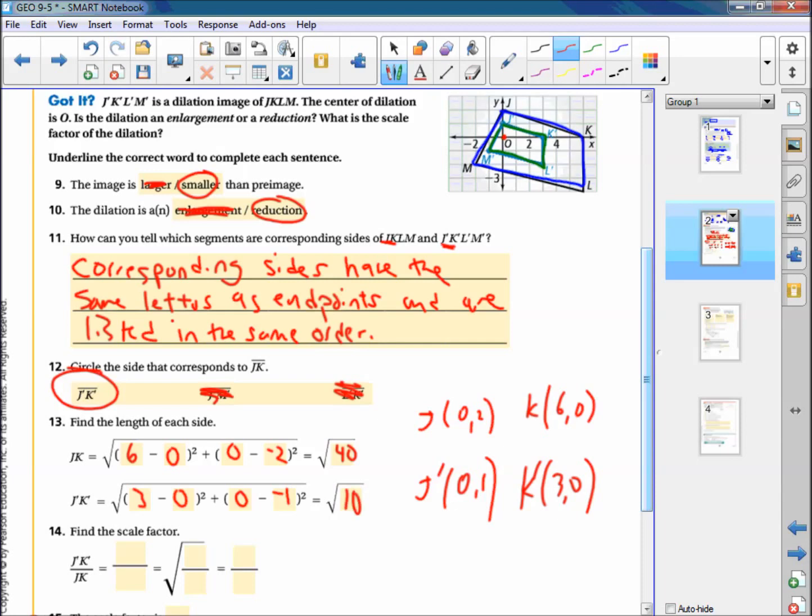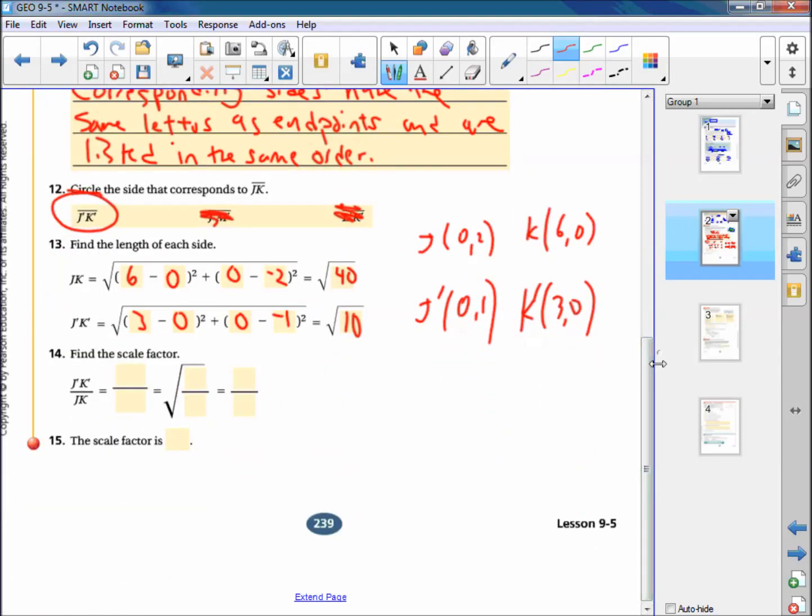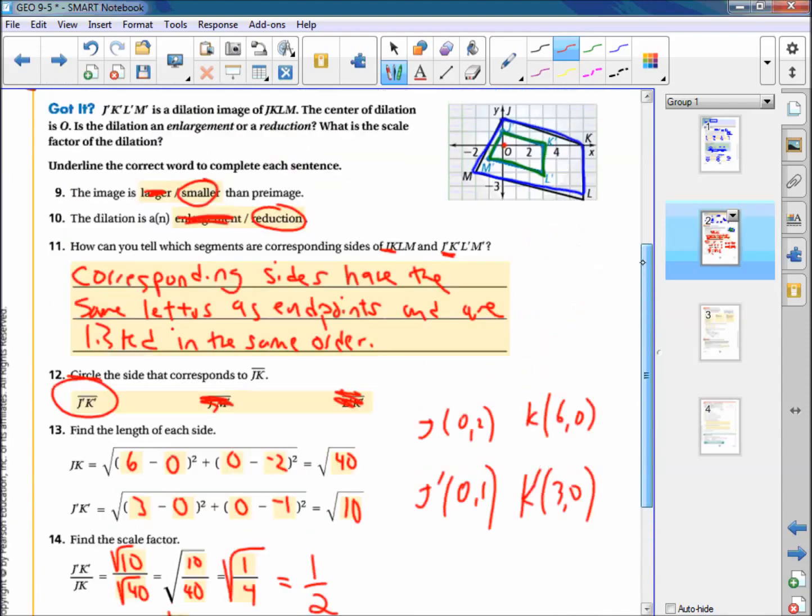Okay. So find the scale factor. The scale factor is found by doing the image divided by the pre-image. The image is square root of 10. The pre-image is square root of 40. So we can just put them both under the same house, so 10 over 40. That is the same as the square root of 1/4. And the square root of 1/4 works out exactly to be 1/2, because 1/2 times 1/2 makes 1/4. So our scale factor is 1/2. And you might have guessed that anyways if you go back and look at the picture.